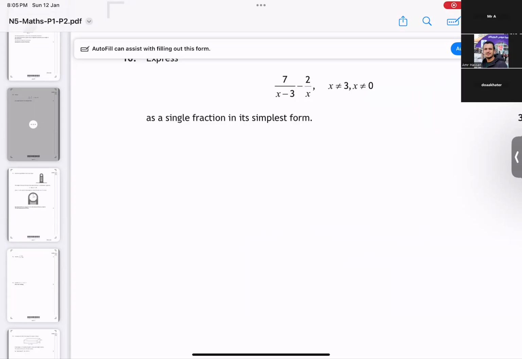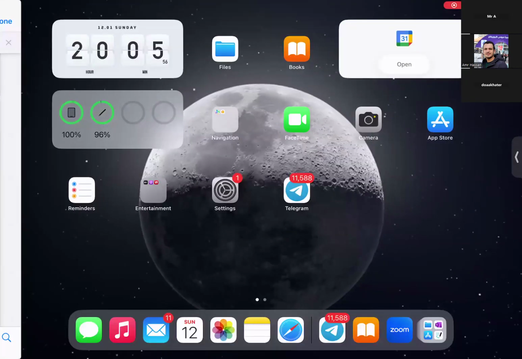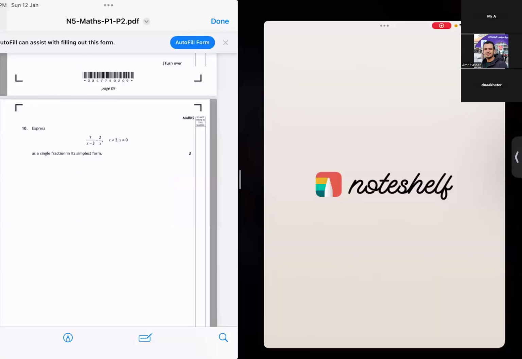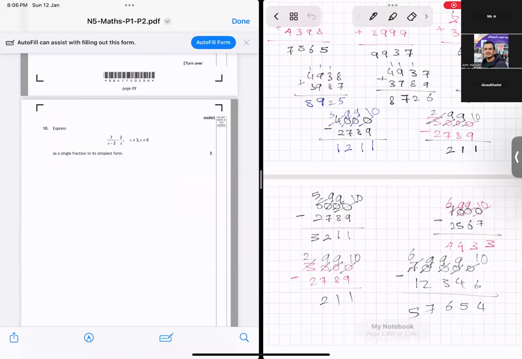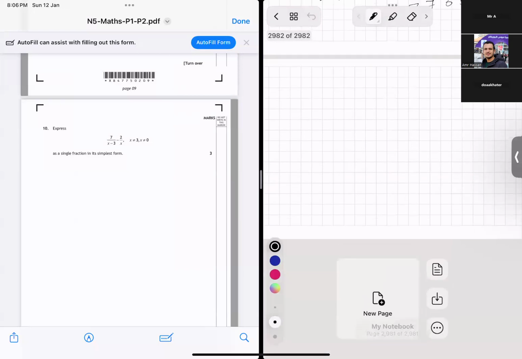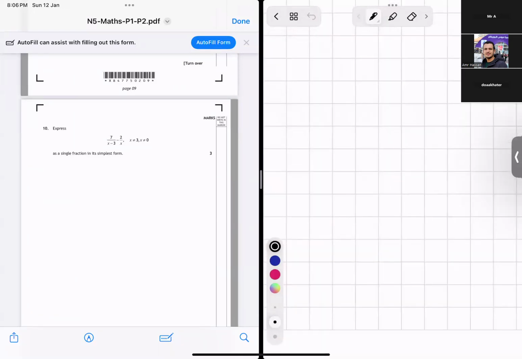So the point is, this one sounds like the denominator doesn't look like the same, and I think we figured that out every single time. But wait, hold on. Let me split the screen. I don't have the ability to write. Okay, so look at this one. So this one sounds like I have 7 over x minus 3 minus 2 over x, right?